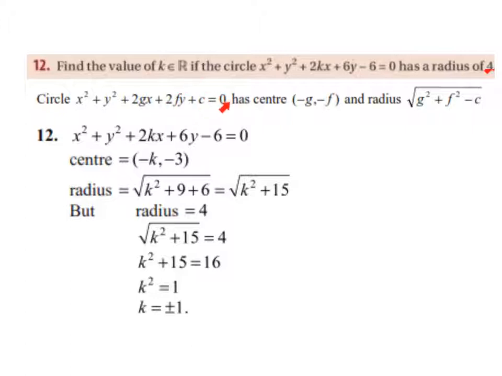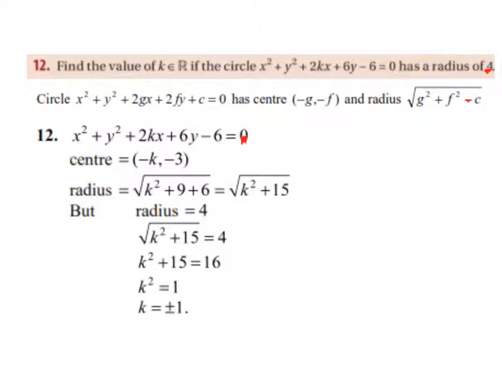equals 0. And the centre is minus g, minus f, with a radius square root of g squared plus f squared minus c. So we can find all of these in the formula book, you don't need to learn them off. So the equation that we're given is x squared plus y squared plus 2kx plus 6y minus 6 equals 0.